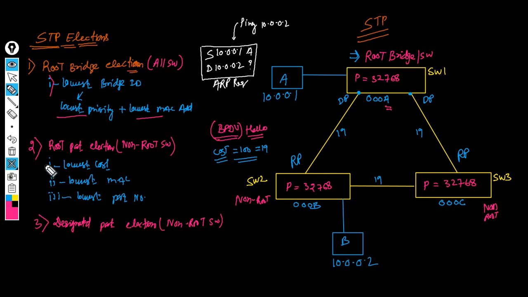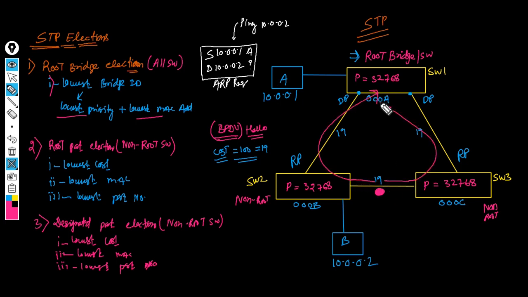And what is the criteria to go for? It's the same as you have for this. The first criterion will be lowest cost. Second criterion will be lowest MAC address, and the third criterion will be lowest port number, or you call it the lowest port ID. That's it. So to go for this, now stand in the middle here, and add the cost to reach the root switch. Okay, 19 plus 19, 38, 19 plus 19, 38.